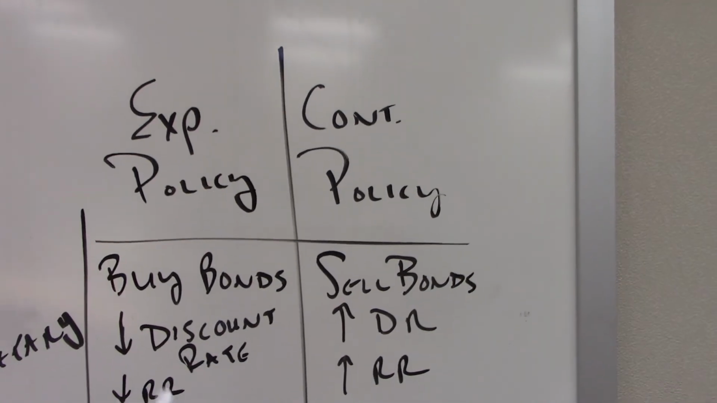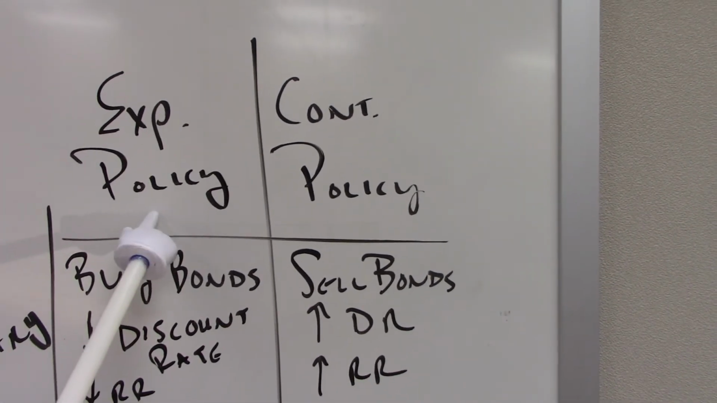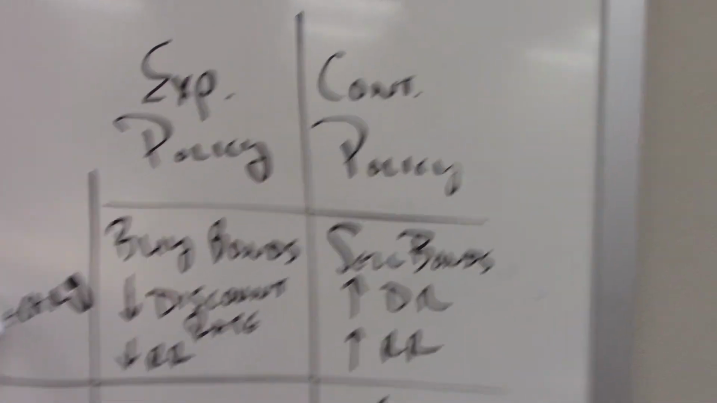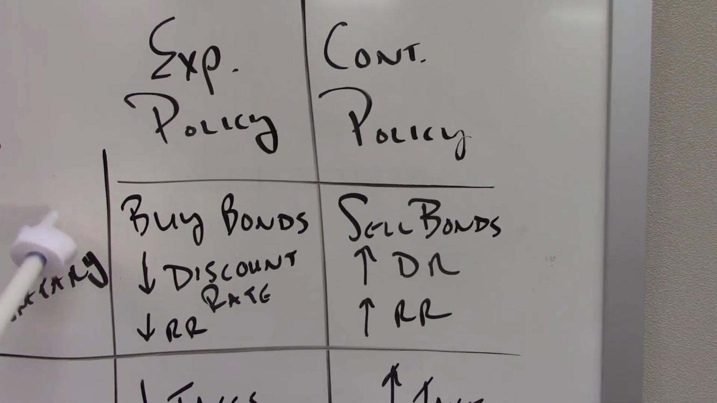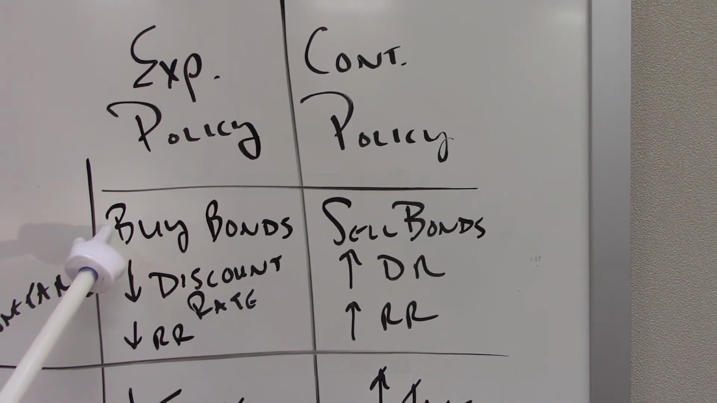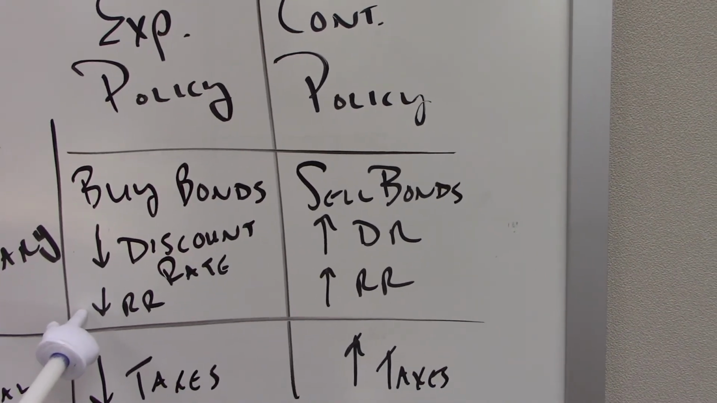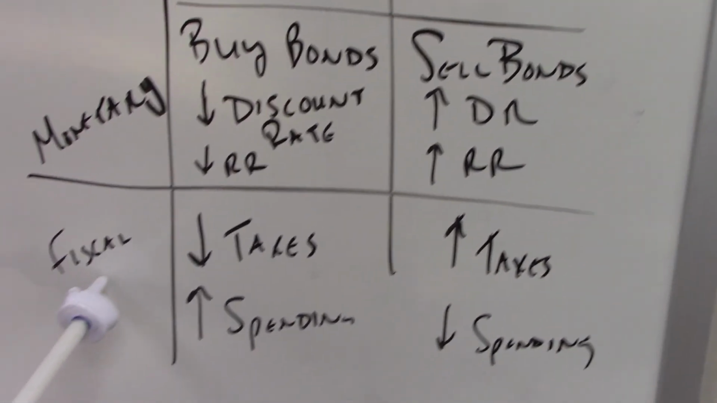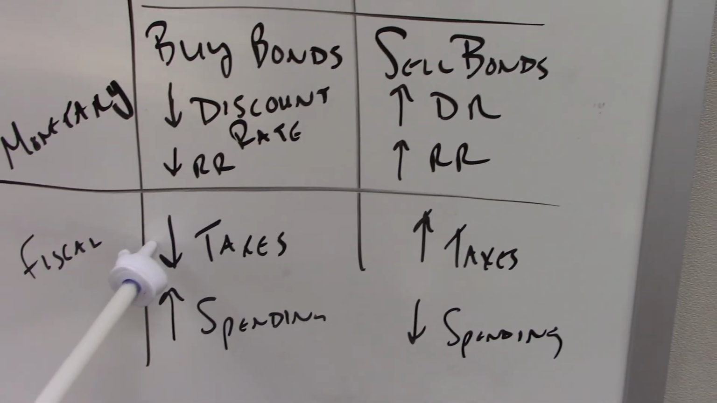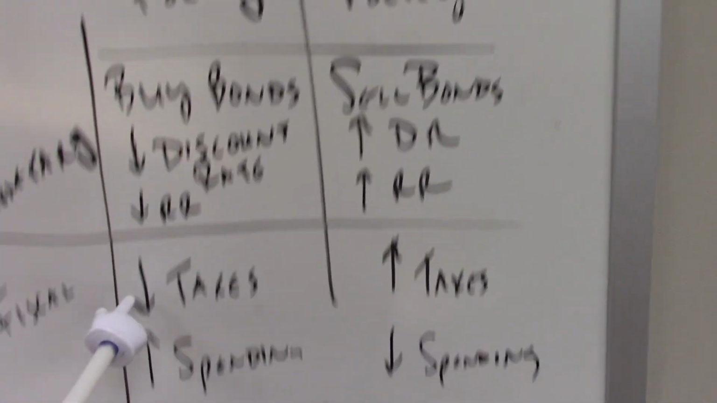But basically the idea here is for expansionary policy, monetary is run by the Fed. They want to get more money out into circulation. So they're going to buy bonds, they're going to lower the discount rate, and they're going to lower the reserve requirement. Fiscal policy is run by the government. They're going to lower taxes and raise spending.